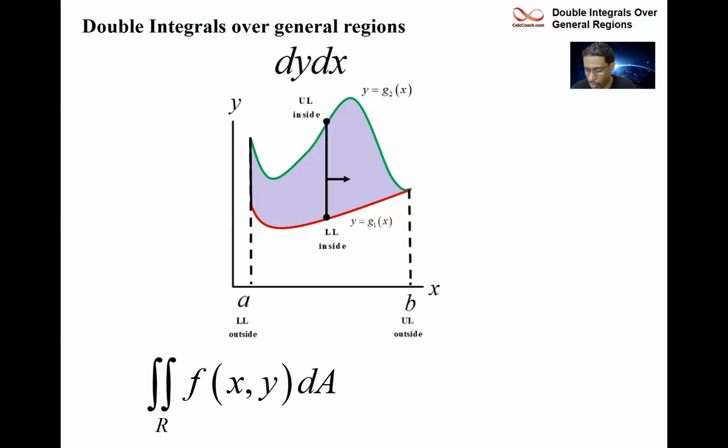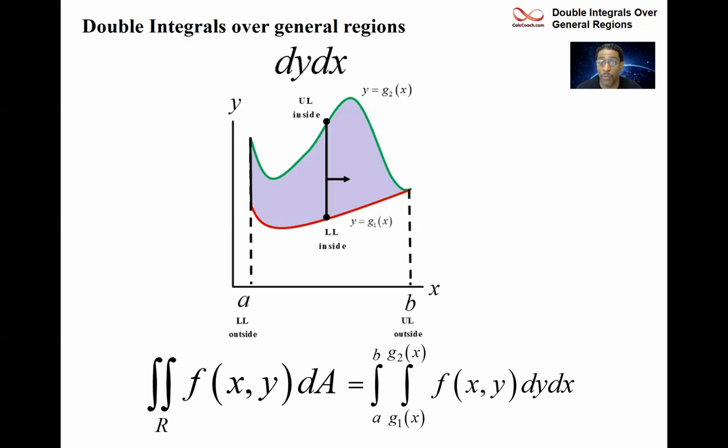And now we can get more specific and say that we're going to do it as dy dx. We're going to have the inside bounds be g1 as the lower, g2 as the upper, and then the outside bounds be the a and the b. It's what you move from left to right. Okay, so this is a dy dx setup for a double integral over a general region. Let's see an example of this used.